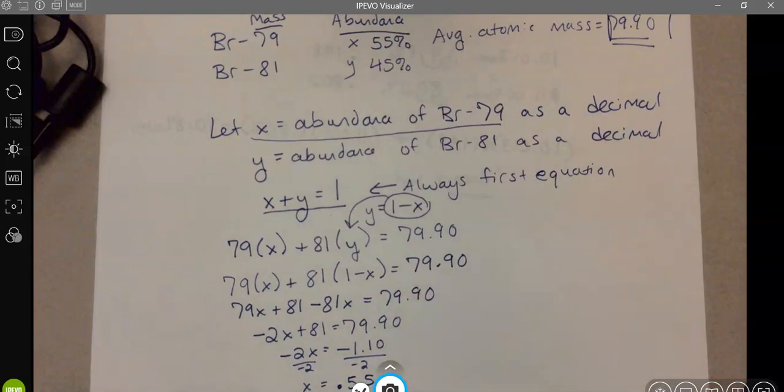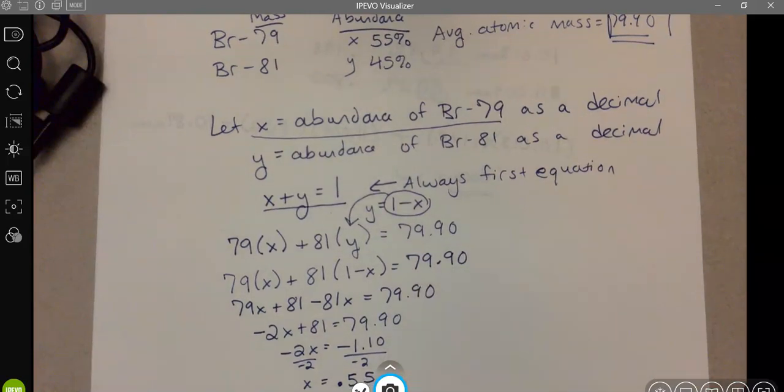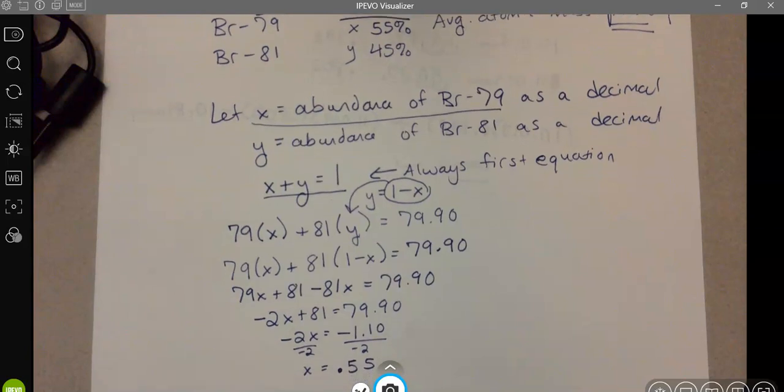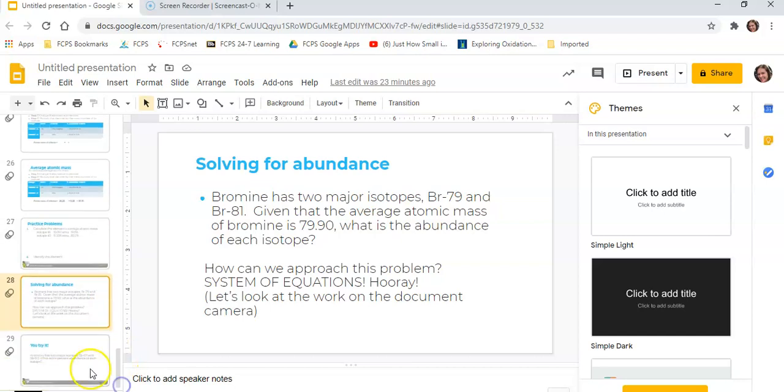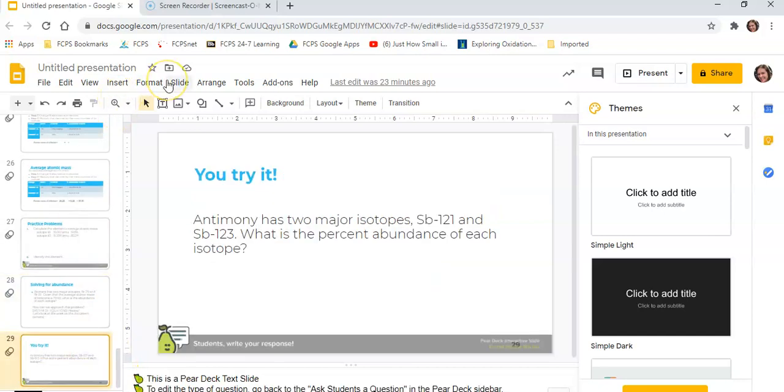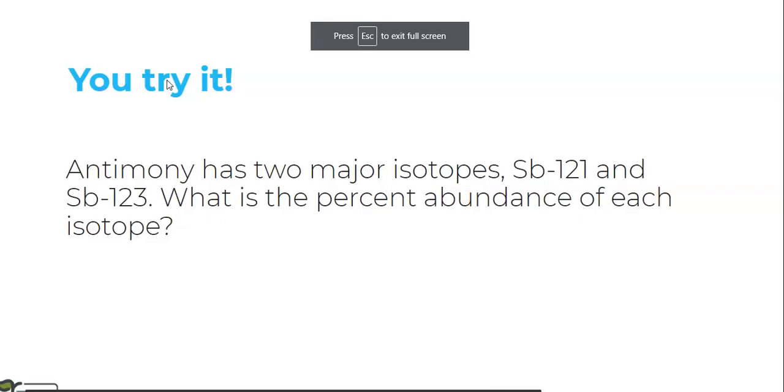Okay? Now, again, you might look at this at first and be like, oh my gosh, this is a lot of work. Really, once you get to this point, it's just a one variable algebraic equation, okay? You just have to practice this enough that you feel comfortable setting up these equations. So what I would like you to do now is try this problem, okay?